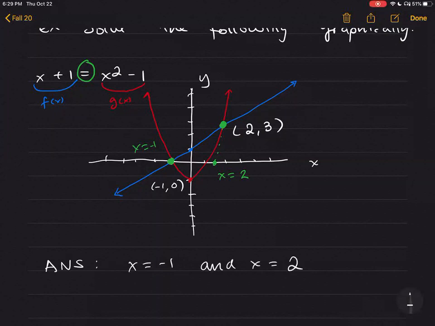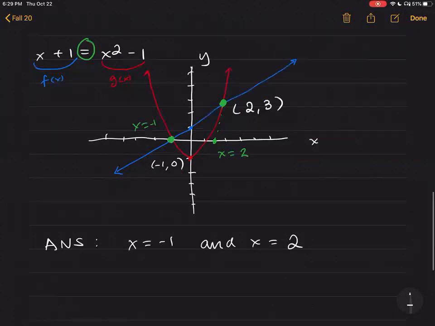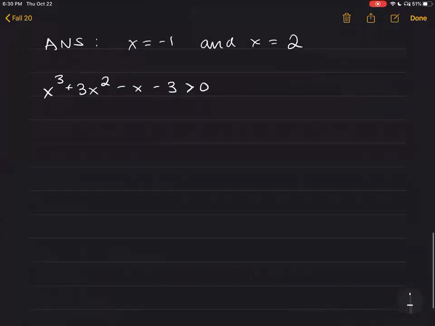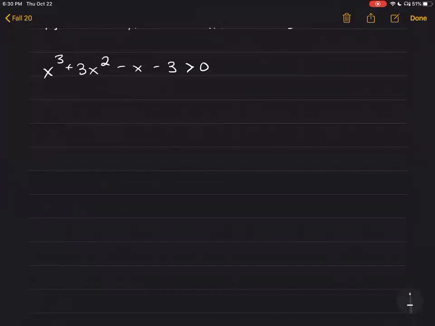Good, pretty straightforward, right? Just look at the picture, look where they cross. It'll all work itself out. So let's look at maybe an inequality. This is going to look a little scary when I write out the equation for this. But don't worry, we're not going to have to solve this by brute force.